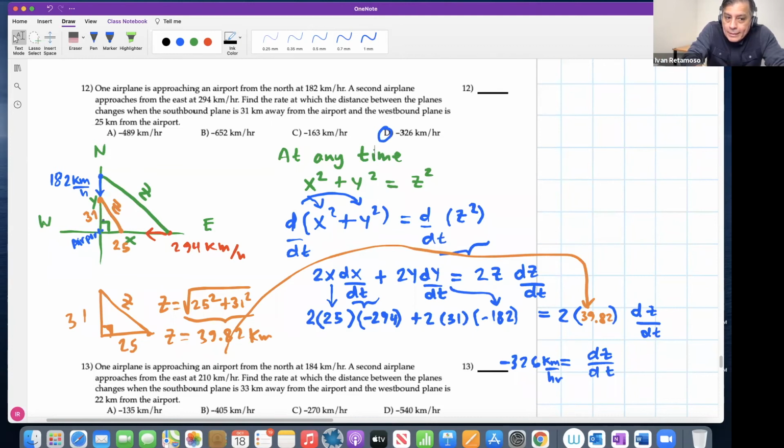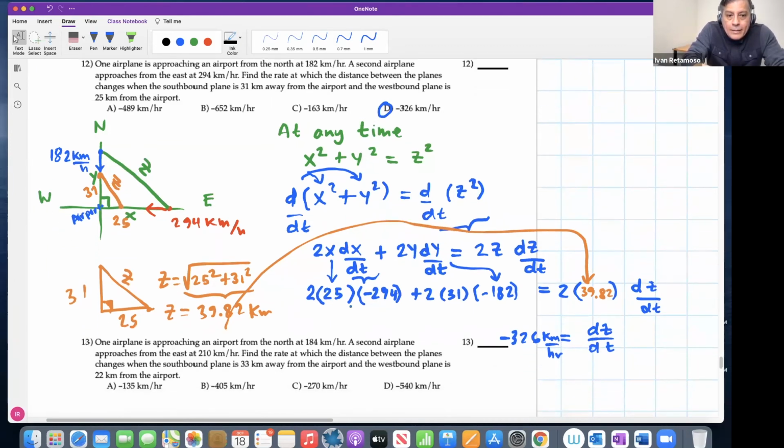Over time, it's decreasing and decreasing over time, right? So that's why it came out negative. So it's not a typo. It's not a mistake. It makes sense, right? Decreasing over time. Okay, guys.